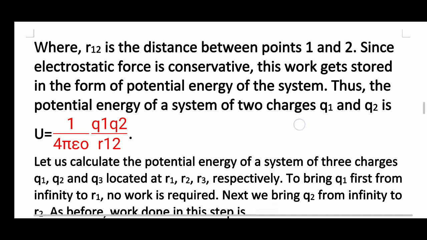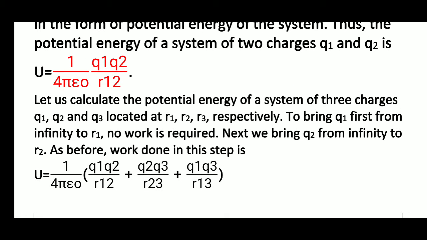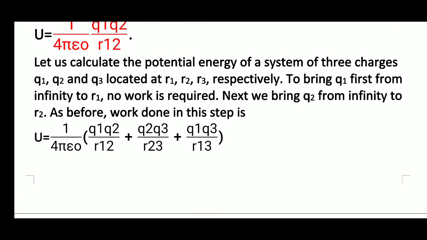Now let us calculate the potential energy of a system of three charges q1, q2, q3 located at position vectors r1, r2, r3 respectively. To bring the first charge q1 from infinity to r1, no work is required. Next we'll bring q2 and then q3 from infinity to r2 and r3 respectively. The total work will be 1 upon 4 pi epsilon naught times q1 q2 upon r12 plus q2 q3 upon r23 plus q1 q3 upon r13, and this total work done will be stored in the form of potential energy.